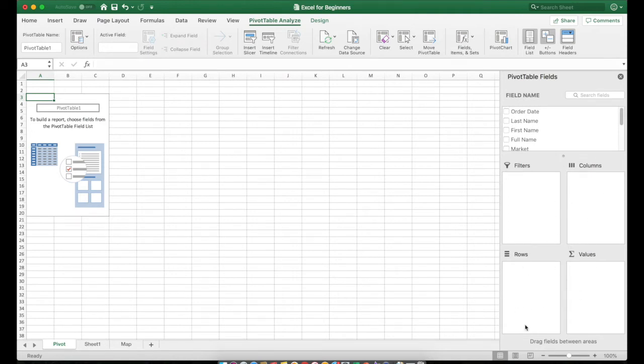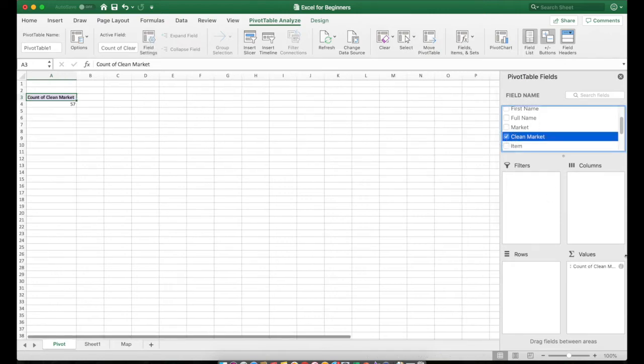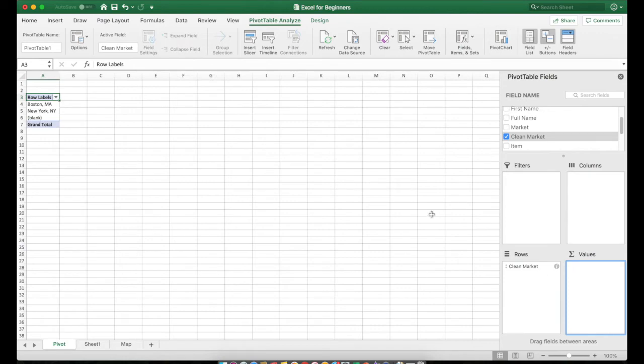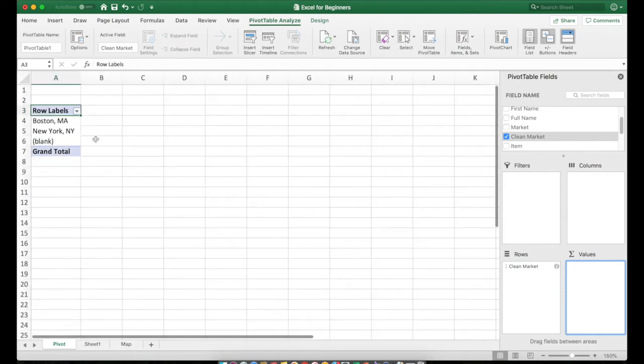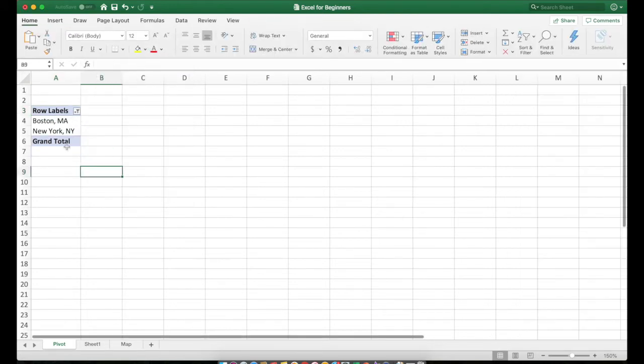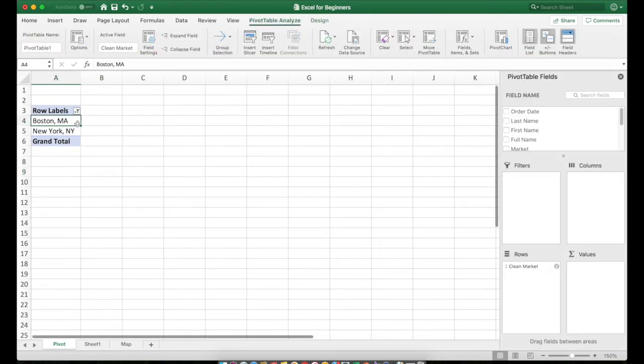So for the most part, you're going to be looking at rows and values. So let's look at clean market to begin. Puts it over here. That's not what we want. We want to drag it over to the row. And so now I have my clean market. Let's make that a little bigger. It's easier to see. I have my clean market, Boston and New York, and then blank. And I can remove the blank by selecting that drop down, deselecting that, and saying okay. Now I'm only looking at Boston and New York.